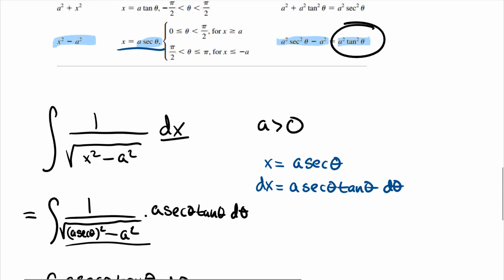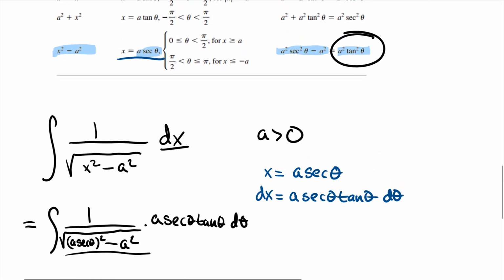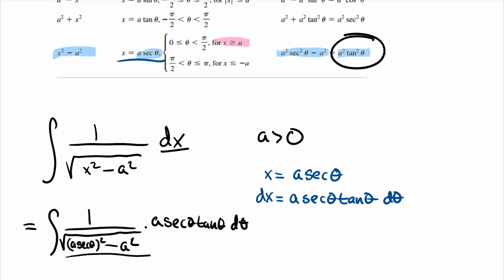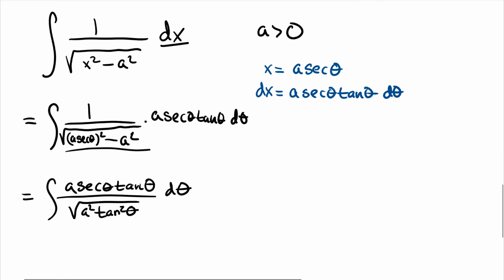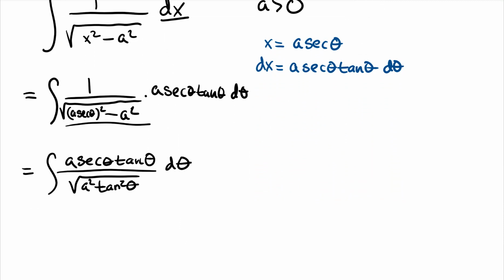Now we're using this for when x is greater than or equal to a. So we're either in the first or the third quadrant, and it's actually not going to make much difference for you. I'm just going to do one of these. I'm going to put it in the first quadrant.